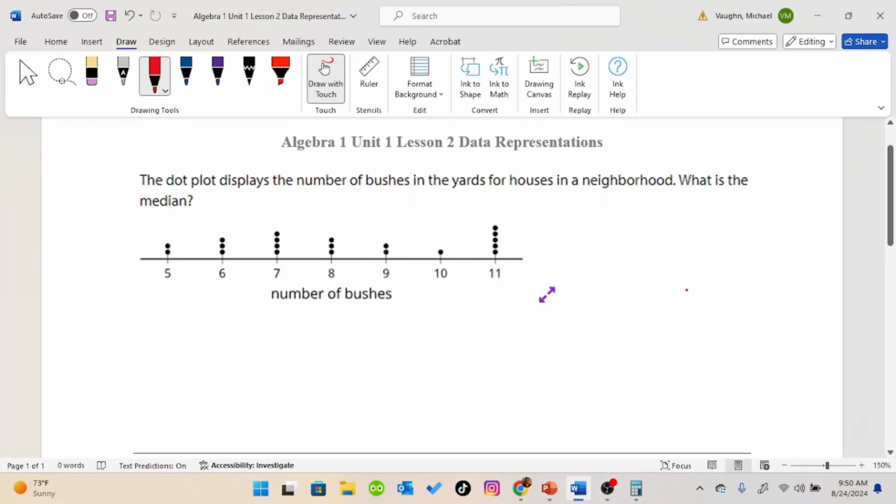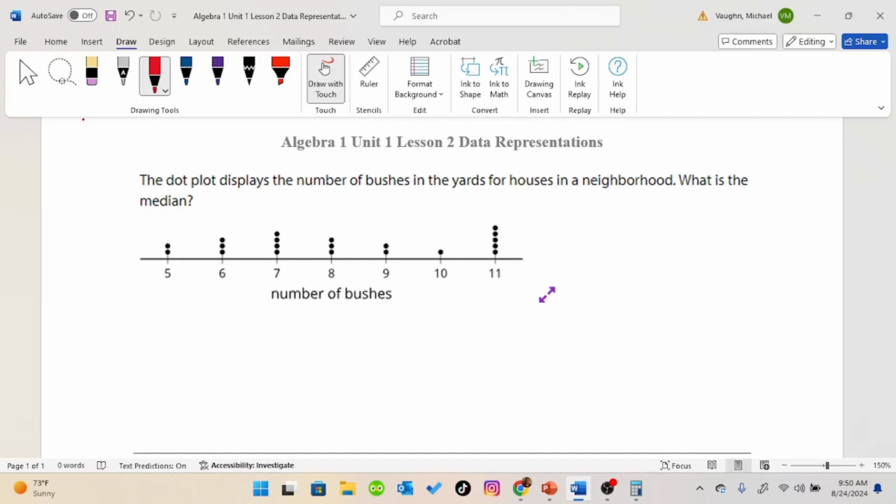Now we are going to start on the practice problems for Unit 1, Lesson 2. The dot plot displays the number of bushes in the yards for houses in a neighborhood. What is the median?